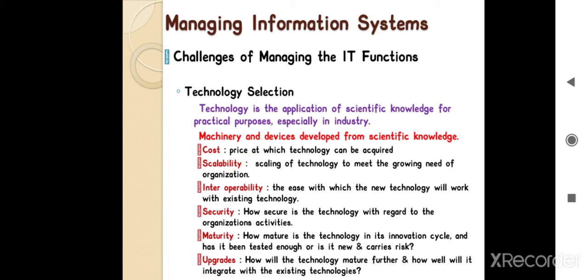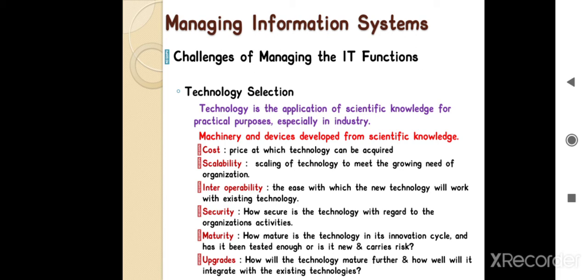Interoperability means the ease with which a new technology will work with the existing technology. It means there should be software or hardware which I can make use of without removing the previous technology. There should be a handshake between the newly adopted technology and the existing technology.